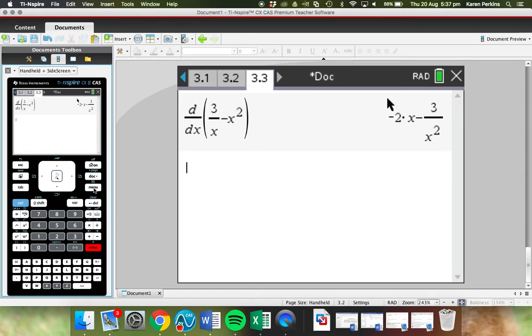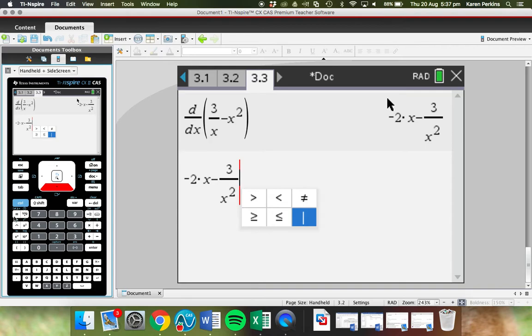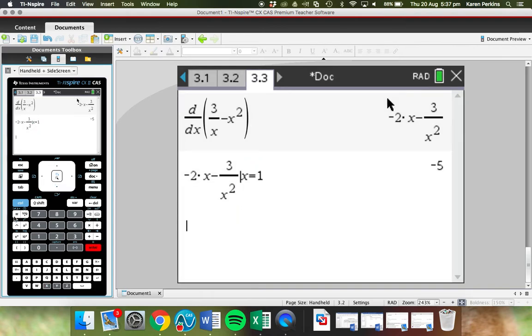So I think the easiest way is to just scroll up till that's highlighted. And then use in this menu here, control, and this means given that. So given that x equals 1. There's lots of other ways of doing it as well, but that's probably just as easy as any.